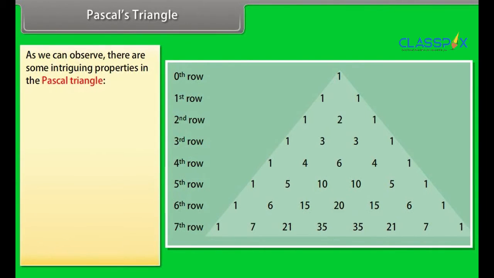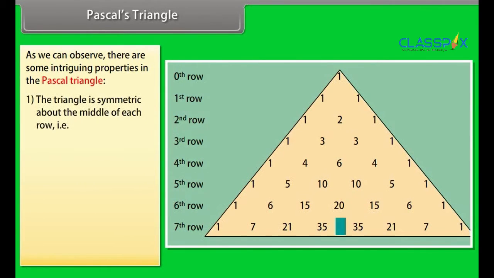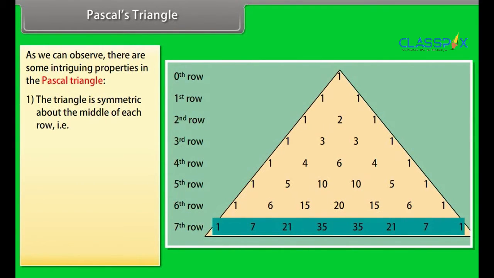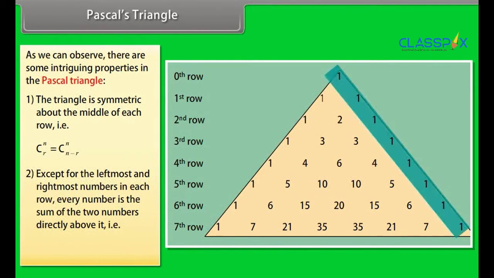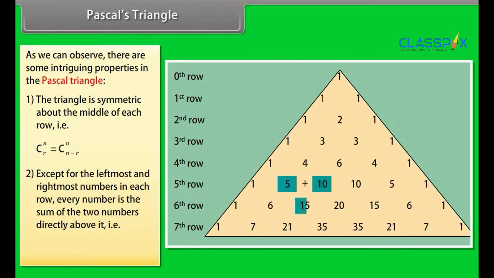As we can observe, there are some intriguing properties in Pascal's triangle. The triangle is symmetric about the middle of each row, that is, nCr is equal to nCn−r. Except for the leftmost and rightmost numbers in each row, every number is the sum of the two numbers directly above it. That is, nCr is equal to n−1Cr−1 plus n−1Cr.